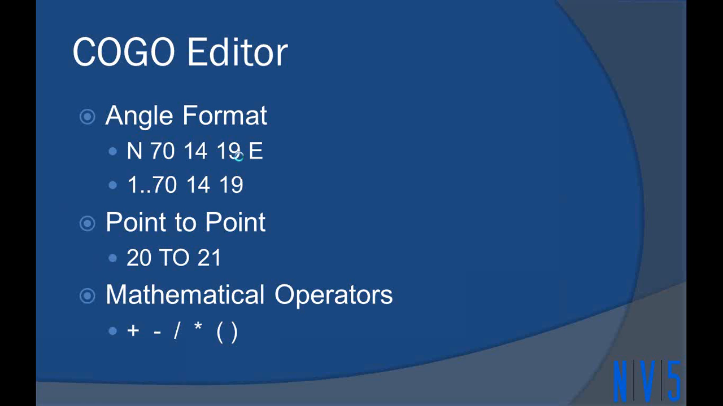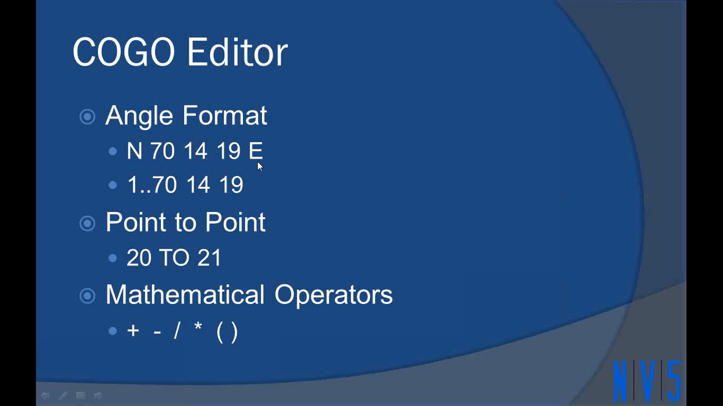I can also do decimal seconds by typing, oops, didn't want to do that yet, by typing in 19.5, which would be 19.5 seconds, so you can put in decimal seconds. I can also do that by compass quadrant. So quadrant 1 is northeast, southeast is 2, southwest is 3, northwest is 4. So this value here, 1 space 70 space 14 space 19, is identical to N space 70 space 14 space 19 space east.